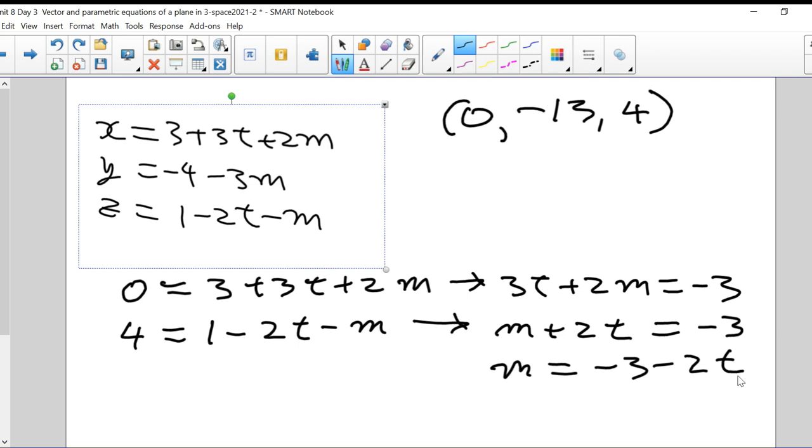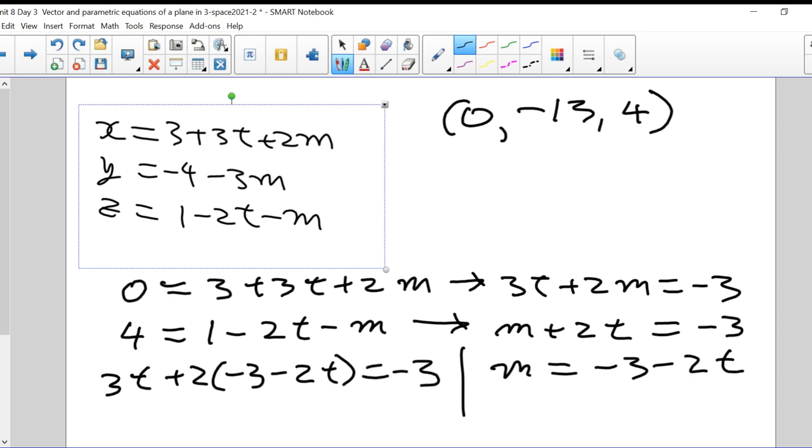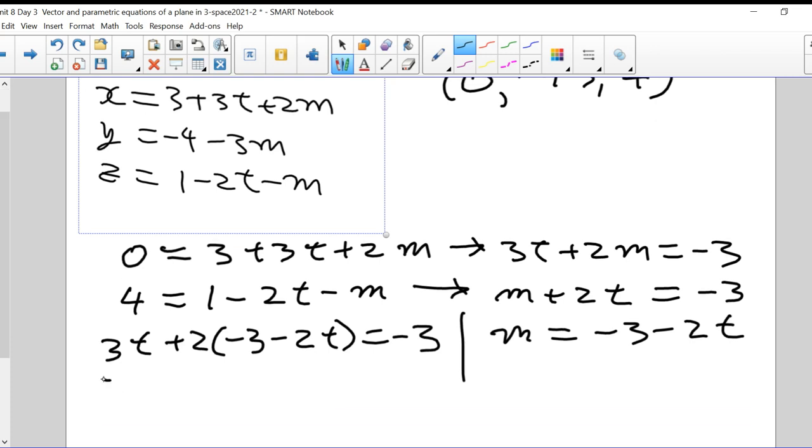So m is equal to minus 3 minus 2t. So then I'm going to make the substitution. I'm going to come over here. I know this is kind of going back and forth, but we'll do what we can. So 3t plus 2 times minus 3 minus 2t is equal to minus 3. All right, let me just make sure I got that right. 3t plus 2 times the m, which is that, is equal to minus 3. So 3t minus 6 minus 4t is equal to minus 3.